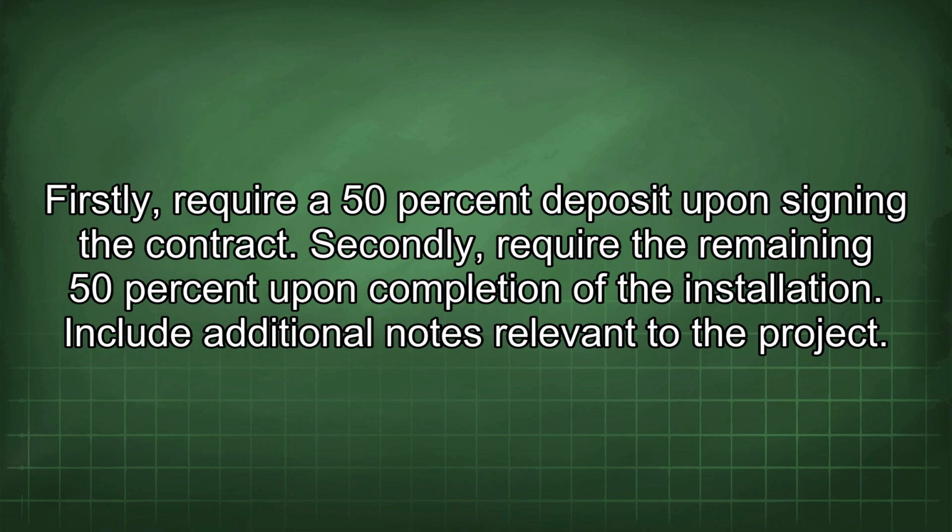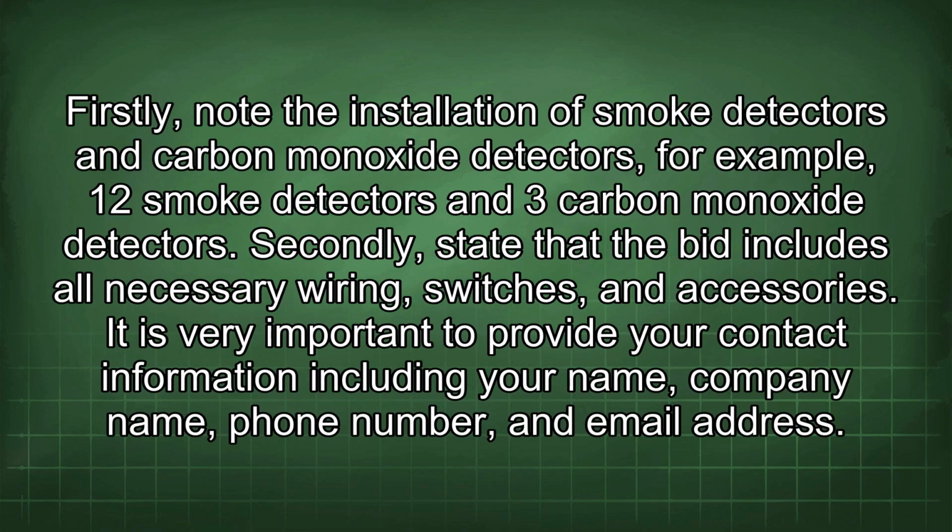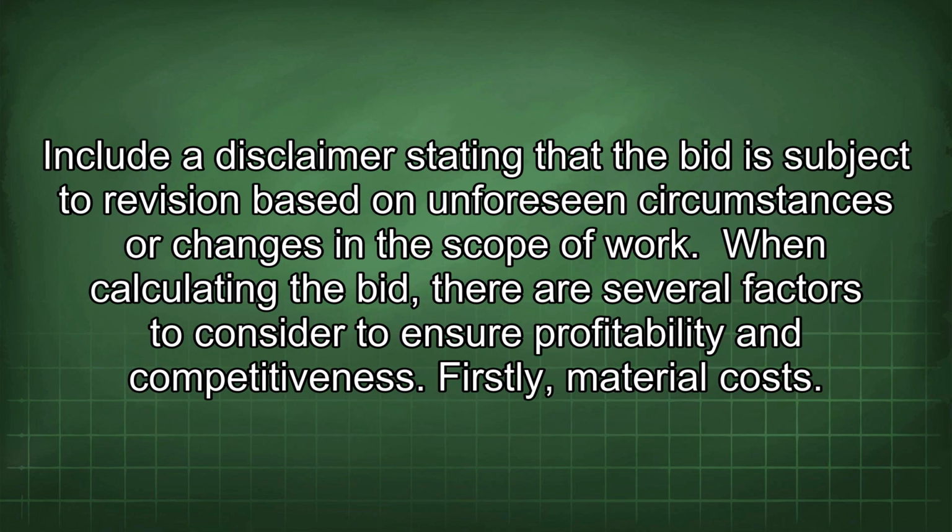Include additional notes relevant to the project. Firstly, note the installation of smoke detectors and carbon monoxide detectors, for example, 12 smoke detectors and 3 carbon monoxide detectors. Secondly, state that the bid includes all necessary wiring, switches, and accessories. It is very important to provide your contact information, including your name, company name, phone number, and email address. Include a disclaimer stating that the bid is subject to revision based on unforeseen circumstances or changes in the scope of work.